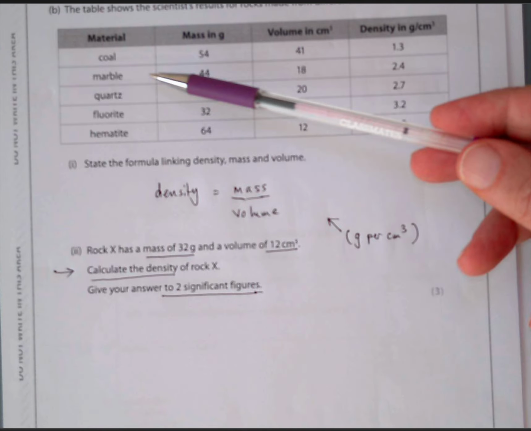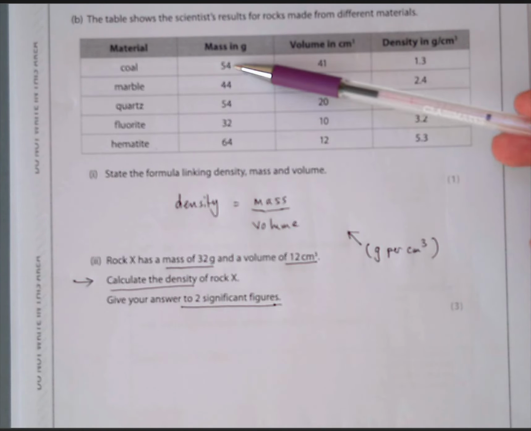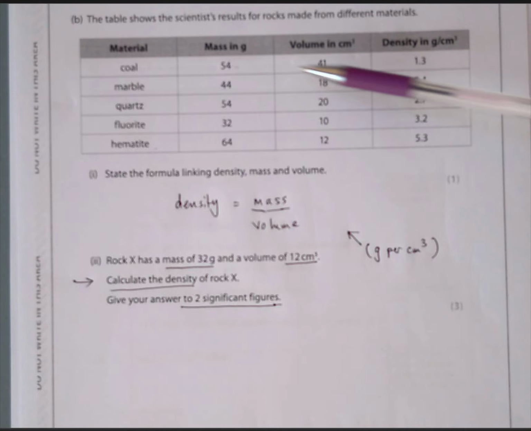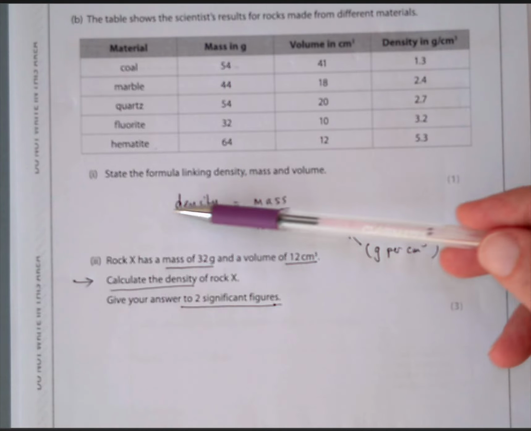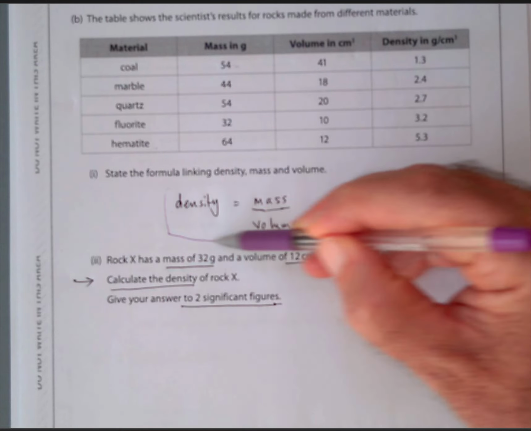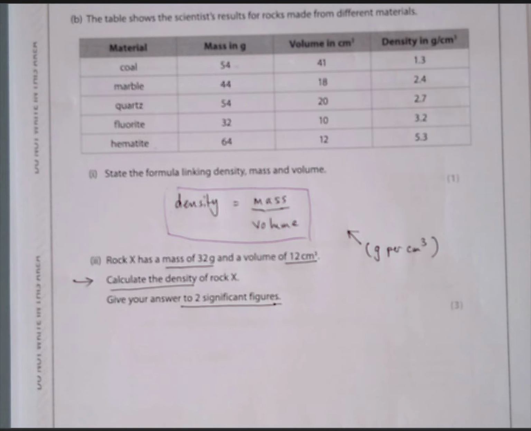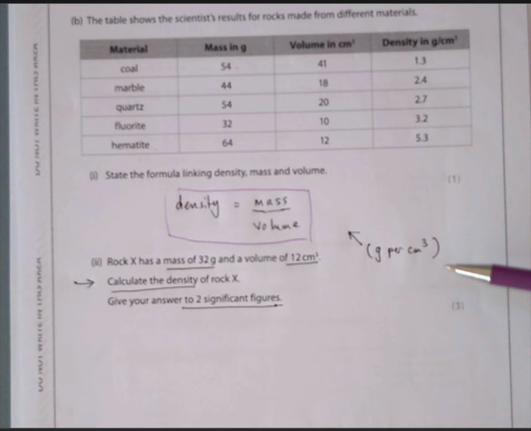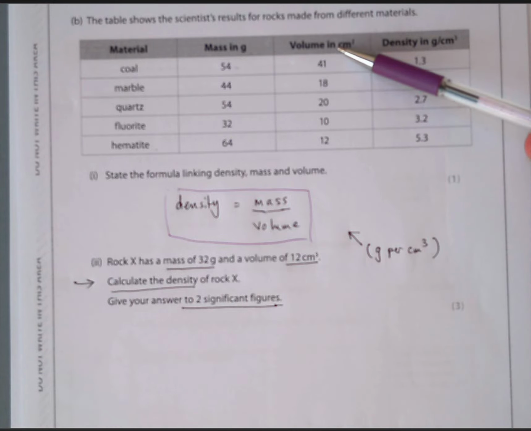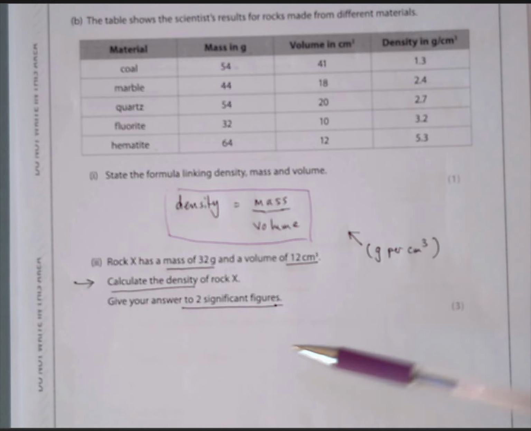So they've got coal, marble, quartz, fluorite, hematite, and they've got the mass and the volume, and they've worked out the densities by mass divided by volume, because you know the equation. So you need to put this as a word equation. Now here they're using grams and centimeters cubed. In the previous example, we were using kilograms and meter cubed. So if we're talking about small objects, you use grams and centimeter cubed. If you're talking about larger objects, like we were doing the ship, the upthrust, we would use kilograms.